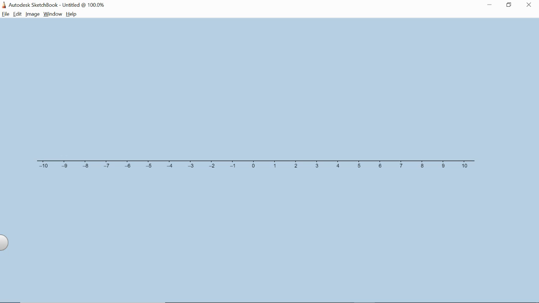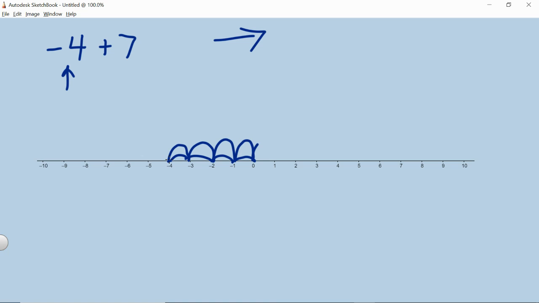Okay, let's try another one. Let's say negative 4 plus 7. Where are we starting? We are starting at negative 4, so that's going to be 1, 2, 3, 4 to the left. Where are we going? We're adding positive 7. That means we're getting bigger by 7, so we're going to be moving to the right 7 places. 1, 2, 3, 4, 5, 6, 7. And that takes us to our answer, which is 3.